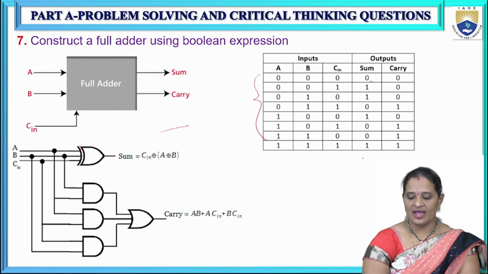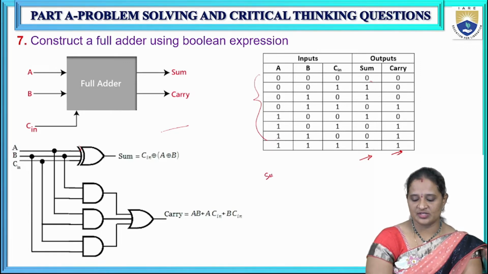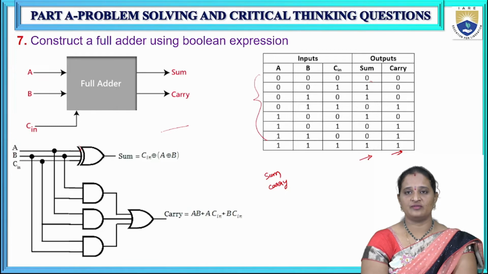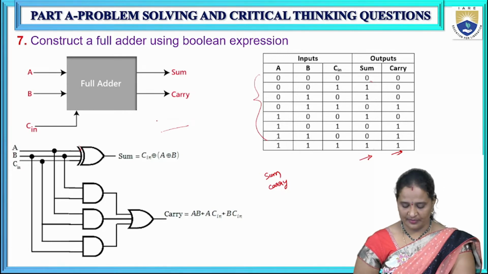And then derive the Boolean functions for this sum and carry using the K-map. Okay, so first get the expression for sum and carry using K-map, and then draw the logic circuit for that. So this is the logic circuit, truth table and block diagram of this full adder.